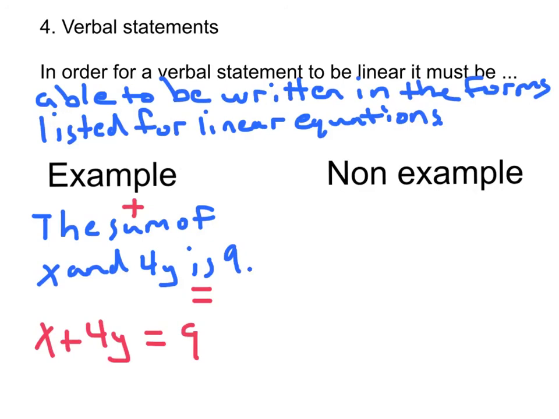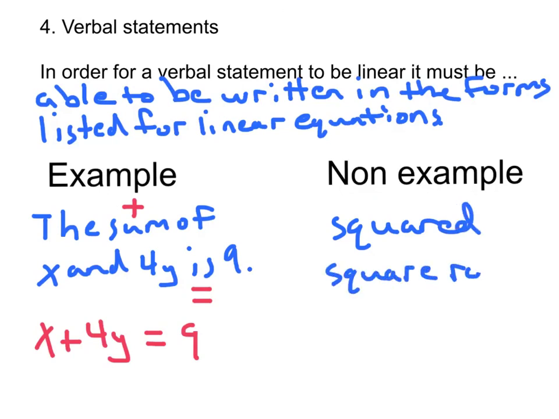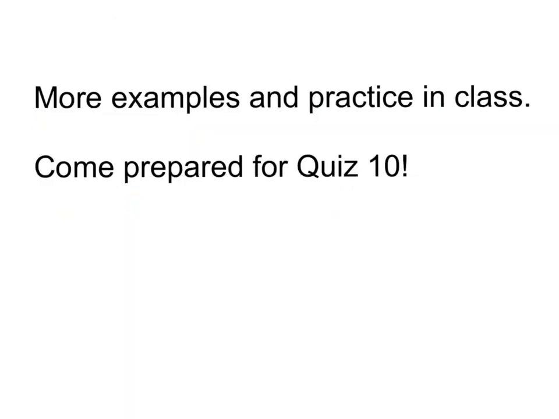If something is going to be a non-example for a verbal statement, it would have to have those components, like mentioning squared or square root, or any exponent other than 1. So, non-1 exponents. That's it for now.